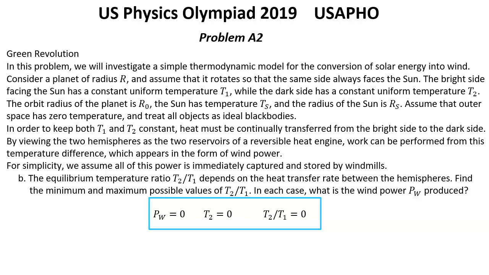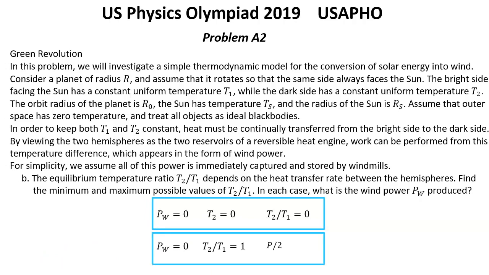It cannot be any higher by the second law of thermodynamics. In this case, there is no temperature difference, so the heat engine has zero efficiency and Pw equals 0. Power P over 2 is simply transferred from the bright side to the dark side as heat. So that was the solution for question B.